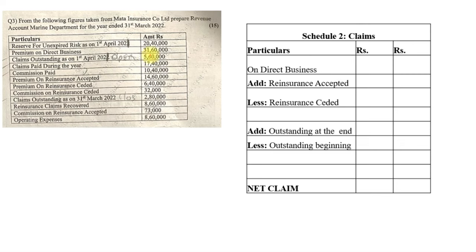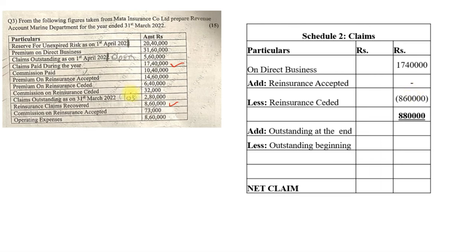So claim on direct business: if you can see, the claim paid during the year is 17,40,000. Add reinsurance accepted. We'll have to check for anything which is accepted. Claim outstanding are claims which are outstanding. I can't see anything based on claims on reinsurance accepted, so it will be nil. Reinsurance ceded is like the reinsurance claim recovered. Ceded is recovered, which is 8,60,000. We subtract it, and we get the balance as 8,80,000.